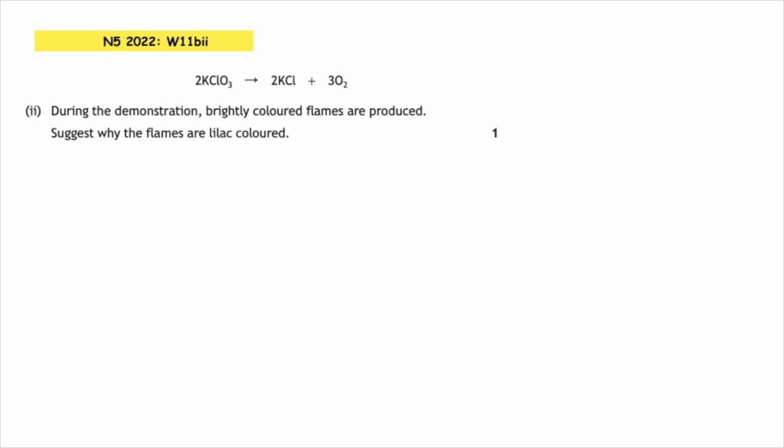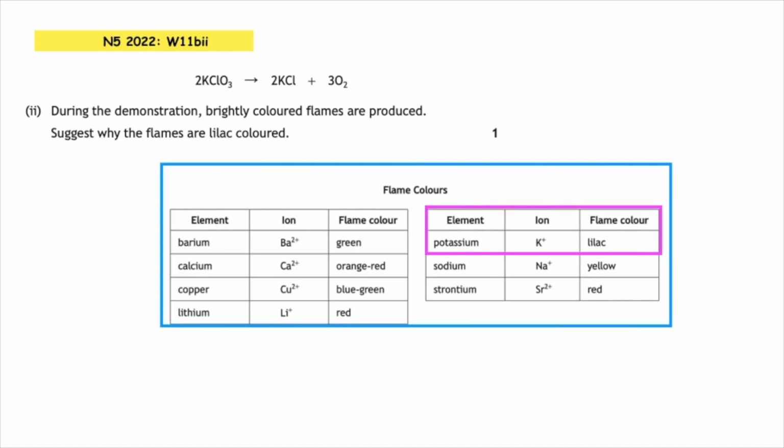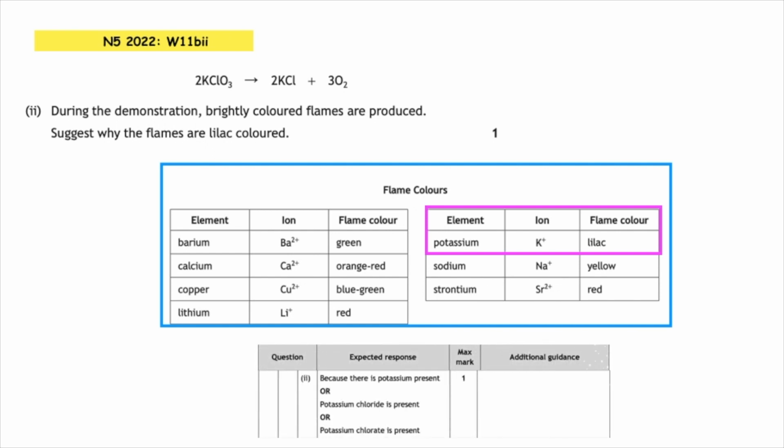11b part 2. During the demonstration, brightly coloured flames are produced. Suggest why the flames are lilac coloured. So what we want to do is use our data booklet to look up the flame colours. We know that the metal which is found in the product is potassium. So if we look that up, we can see that potassium has a lilac flame colour.